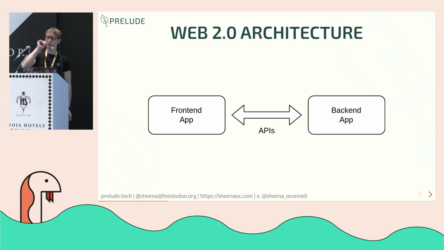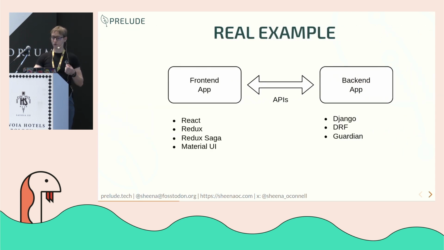So the Web 2.0 architecture looks kind of like this. This is vastly simplified, but you tend to have a front-end full-on application running in browsers, and they talk via APIs to a back-end application. And like, that's cool. Here's a more concrete example.